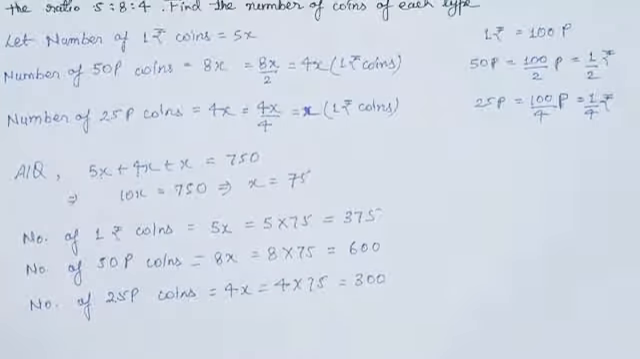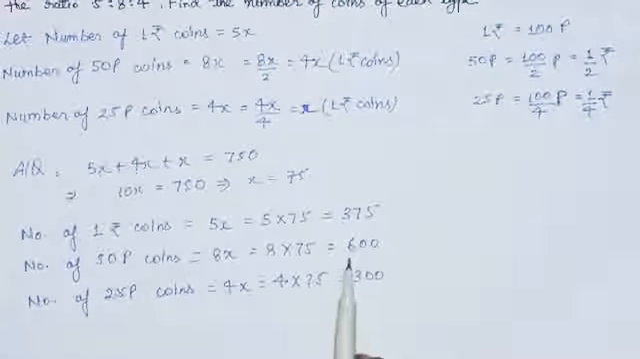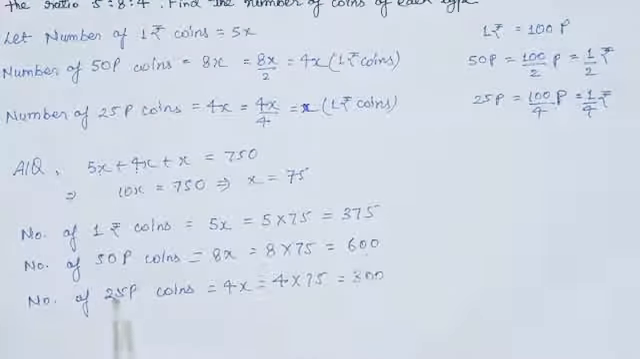So we can say there are 375 number of 1 rupee coins, 600 number of 50 paise coins, and 300 number of 25 paise coins in the bag.